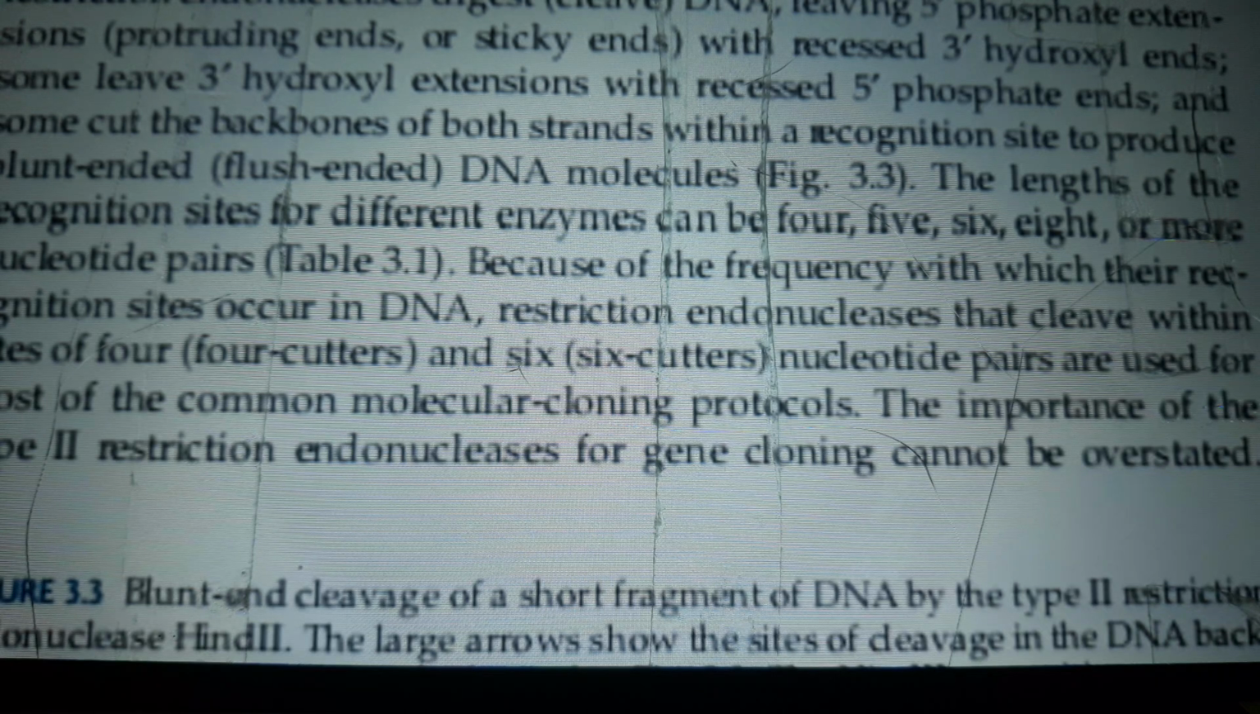The lengths of the recognition sites for different enzymes can be 4, 5, 6, 8 or more nucleotide pairs. Because of the frequency with which the recognition sites occur in DNA, restriction endonucleases that cleave within sites of 4 nucleotide pairs (4 cutters) and 6 nucleotide pairs (6 cutters) are used for most of the common molecular cloning protocols. The importance of the type 2 restriction endonucleases for gene cloning cannot be overstated.